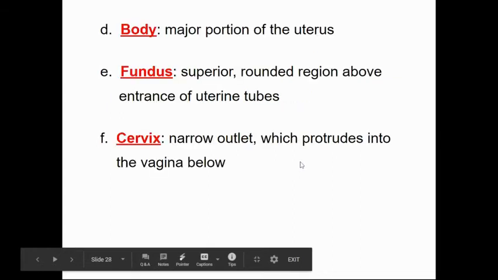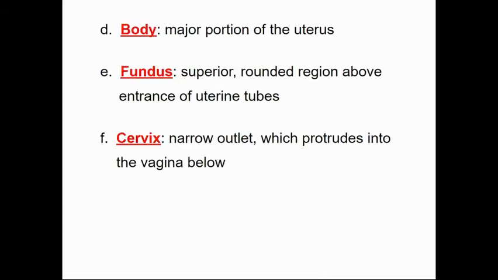Some of the attachments we've already mentioned are these ligaments, and these attach to the uterus as well. Parts of the uterus include the body, the fundus, and the cervix. Some of these terms might look familiar. We saw the term body and fundus with the stomach. So they're not unique to the uterus, but we also use these terms for the uterus.